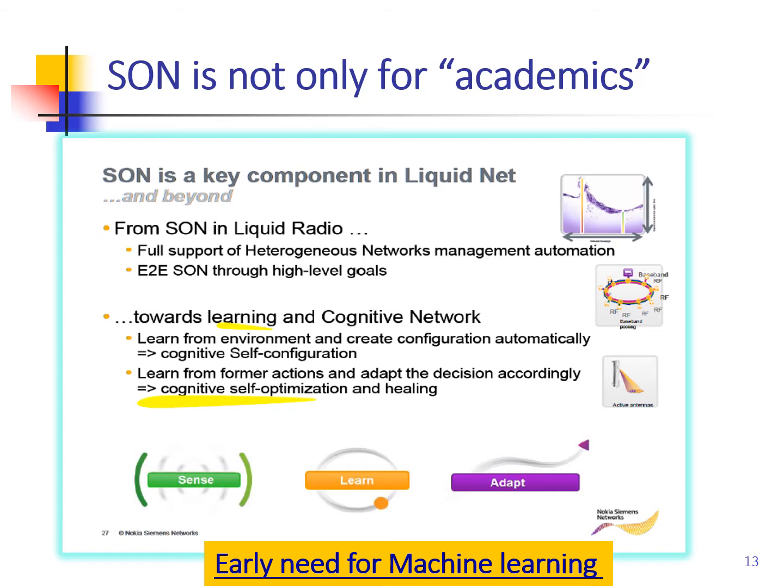vocabulary of reinforcement learning, right? So here it says, towards learning and cognitive network, learn from environment and create configuration automatically, right? Learn from former actions and adapt the decision accordingly, right? For those who work in reinforcement learning, this will immediately resonate. Okay, so essentially sensing, learning, adapting. This is the control loop of even Joseph Mitola back in cognitive radio.